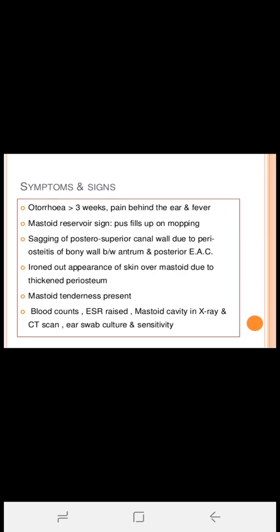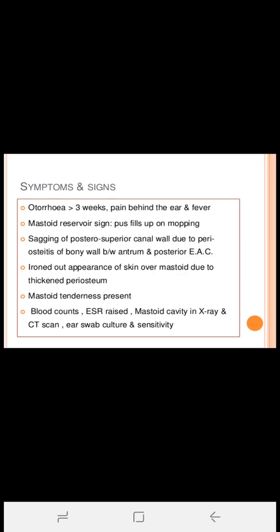Now, which are the signs and symptoms? There will be otorrhea for more than 3 weeks, pain behind the ear, and fever. Mastoid reservoir sign, that is, pus fills up: when we remove the discharge with suction or mopping, again the ear canal will be filled with pus. There will be sagging of the posterior superior canal wall due to periostitis of the bony wall between the antrum and the posterior EAC. That is, sagging is like it will move forward and be inflamed. Then there will be ironed out appearance of the skin over the mastoid due to thickened periosteum. It will be thick, and you feel it harder on palpation. That is the ironed out appearance. Then mastoid tenderness will be present. On touch there will be pain.